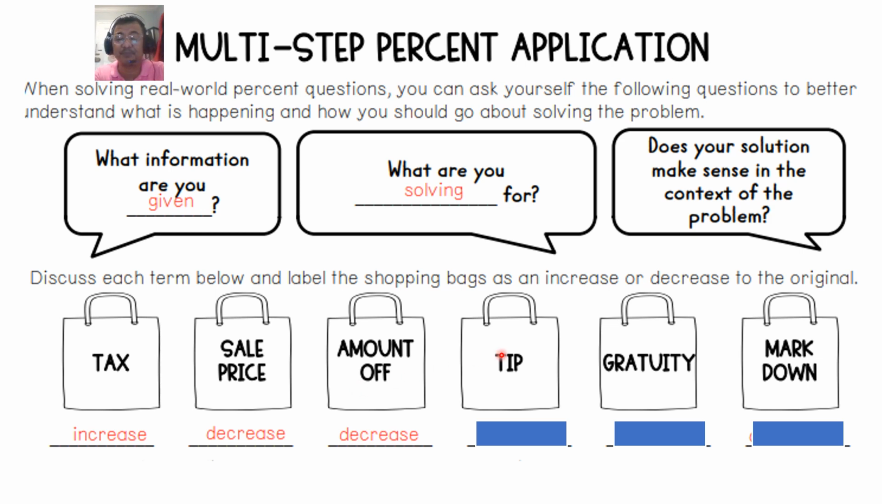If you give a tip, that's an extra amount you pay for good service. Will your payment increase or decrease? Yes, increase. If you pay gratuity for good service done, it's similar to a tip. Is that an increase or a decrease? Yes, another increase. And the last one, a markdown. The price of a coat was marked down. Down means it went smaller. The price got smaller. So therefore, is it an increase or decrease? Yes, it's a decrease.